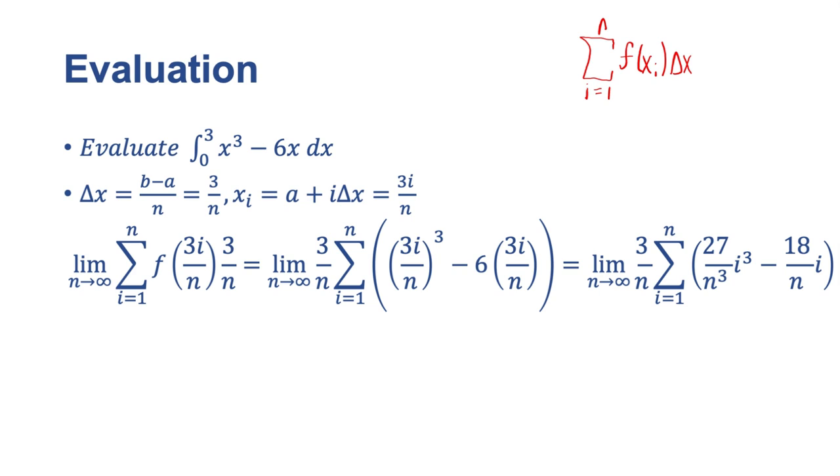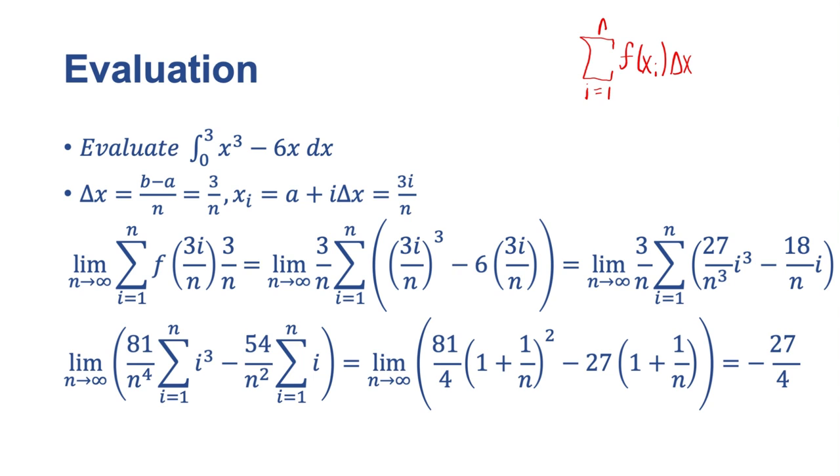Let's continue to simplify. We're working towards something where we can evaluate this sum, and that's going to come from our sigma formulas that we talked about in the last video. It's going to give us the limit as n approaches infinity of 3 over n times the sum from i equals 1 to n of 27 over n cubed times i cubed minus 18 over n times i. More simplification will allow us to evaluate these sums.